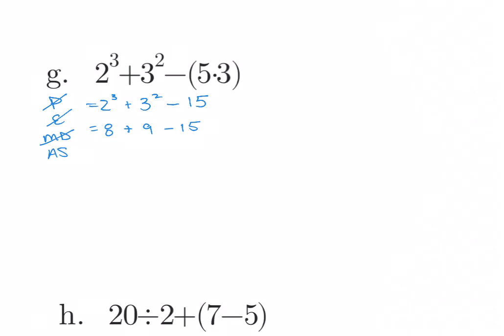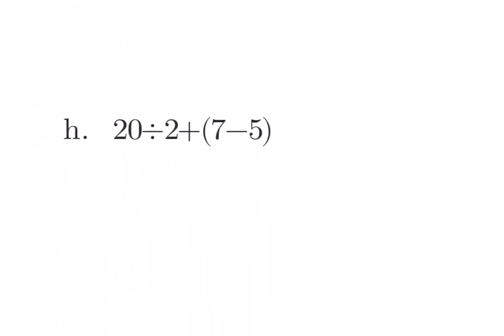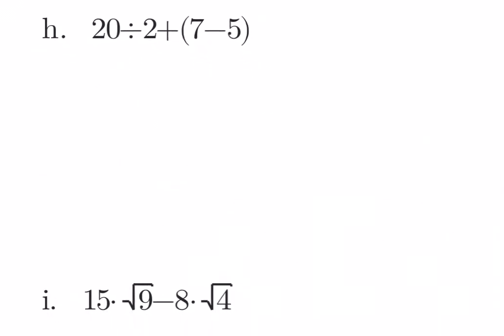We do not have any multiplications or divisions, so we're going to go ahead and look at additions and subtractions. So addition and subtraction from left to right, we're going to start with 8 plus 9. That is 17. And 17 minus 15 is 2. Okay, we got 2 more. All right, so example H.